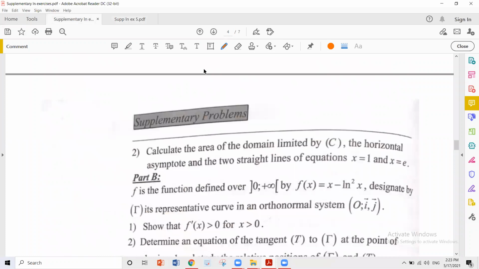Now part 2. Calculate the area of the domain limited by C, the horizontal asymptote y equal 1, and the two lines of equation x equal 1 and x equal e.